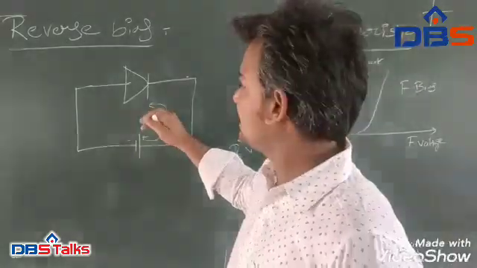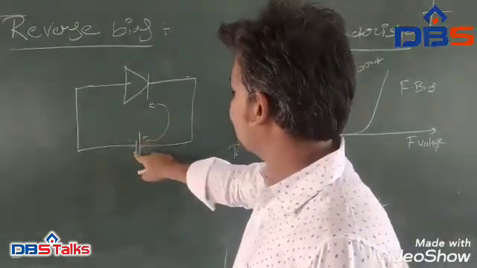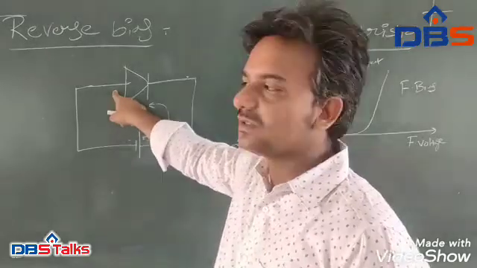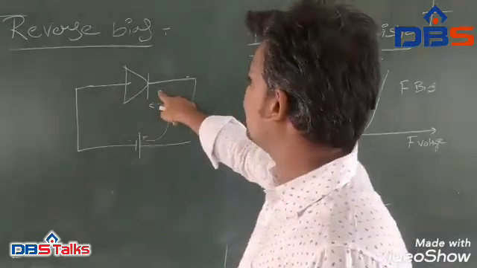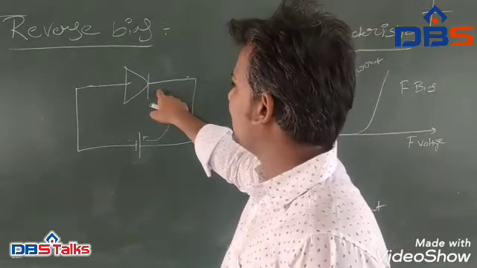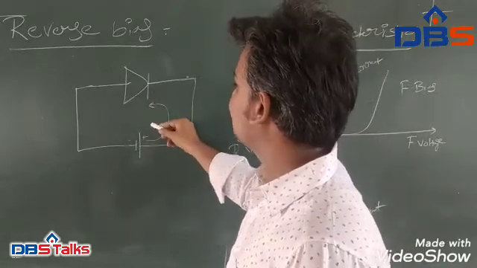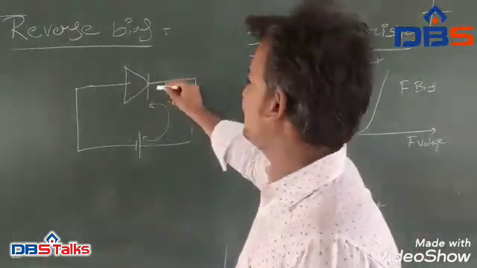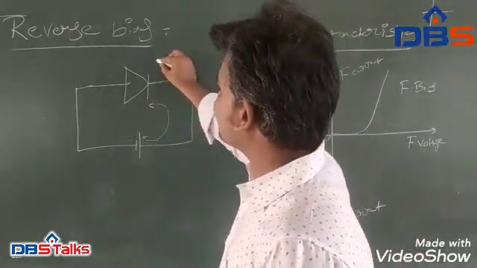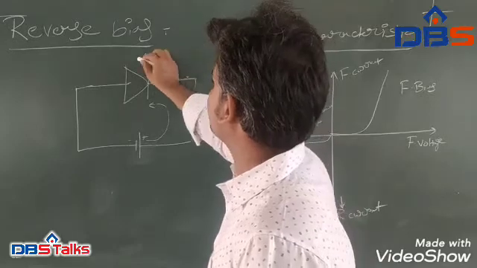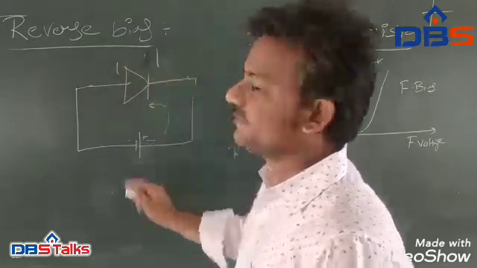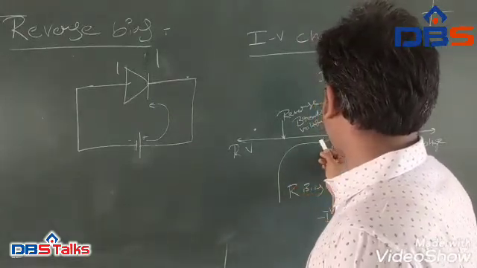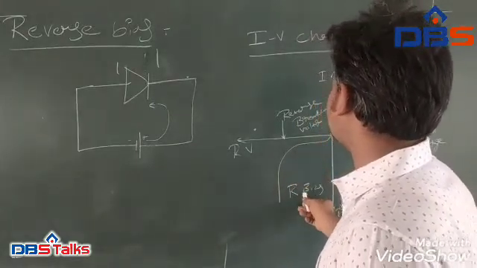So in this reverse bias condition, you have to apply the negative terminal to the anode side and the positive terminal to the cathode side. Then the conventional current does not flow through. It acts like an open switch. Due to this, the reverse voltage will be established within the reverse bias.